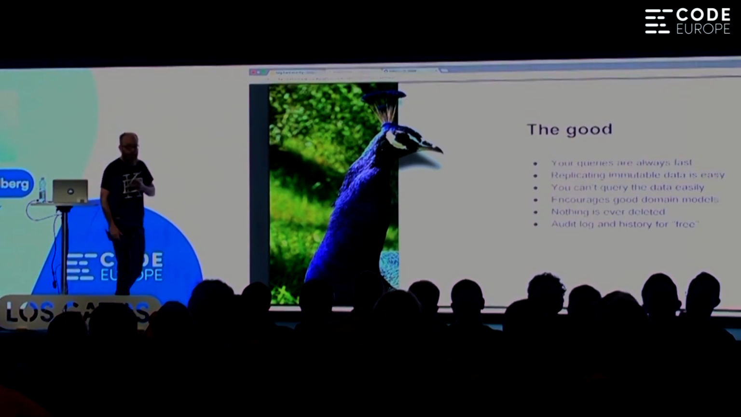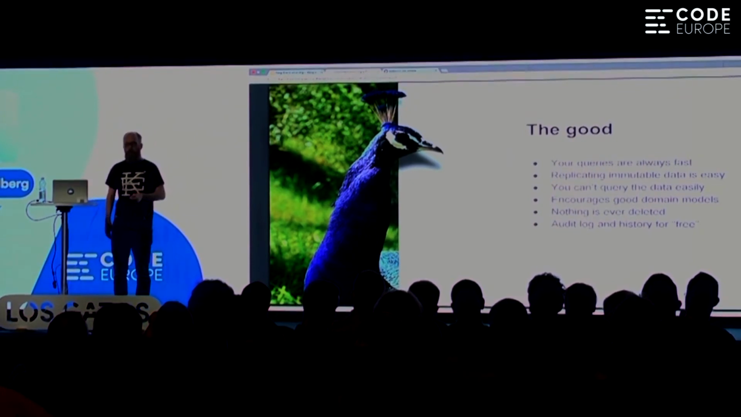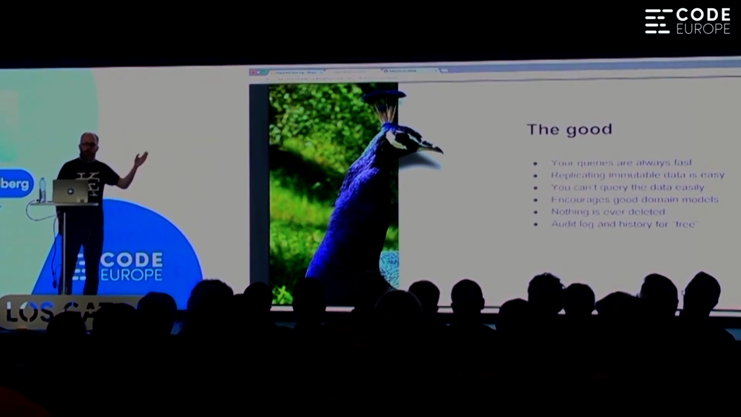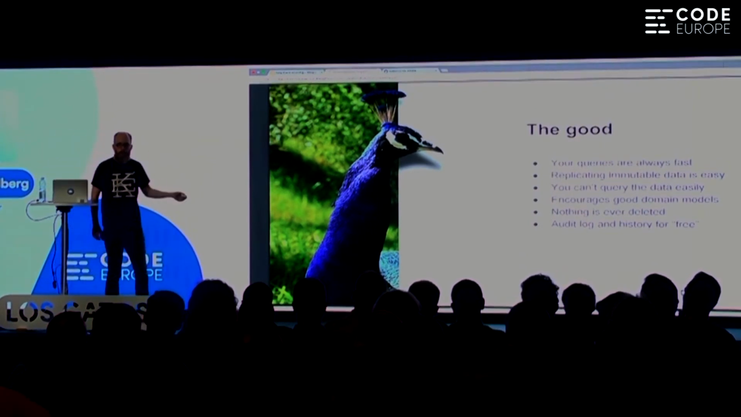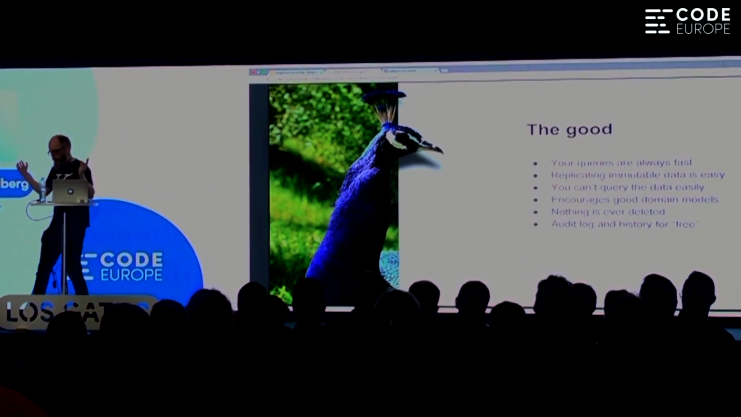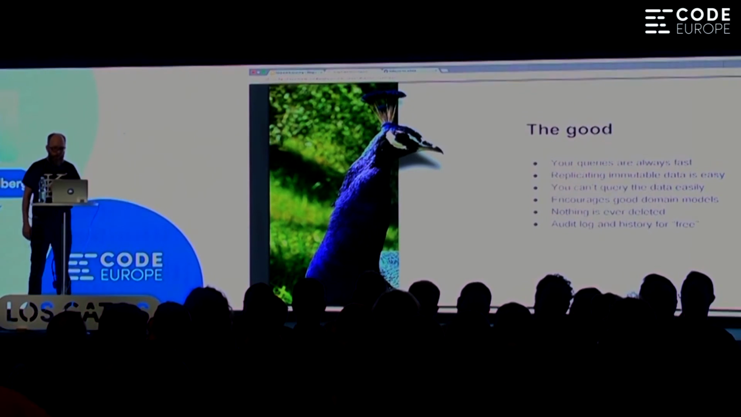But it turns out replicating immutable data is really, really easy. All we have to do is the same thing as we did when sending it to Kafka, but to another database. We just pull it and store it. No updates, so that's good.